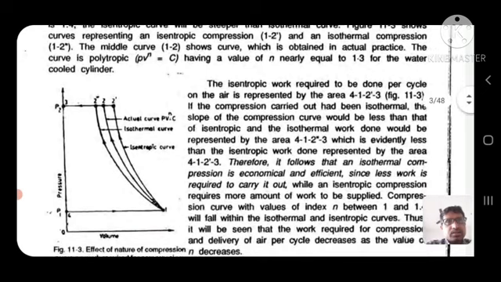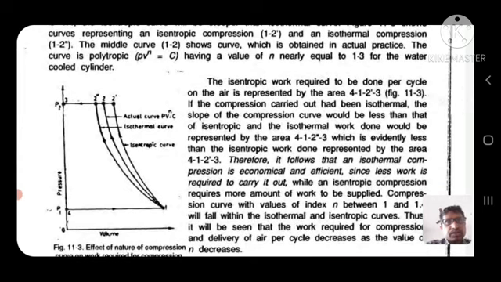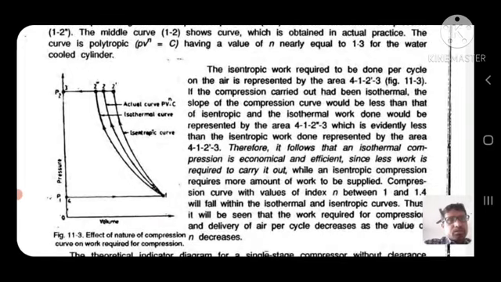The figure shows the curves representing an isentropic compression and an isothermal compression. The isentropic work required to be done per cycle on the air is represented by the area 4, 1, 2, 3, 2 prime, 3.